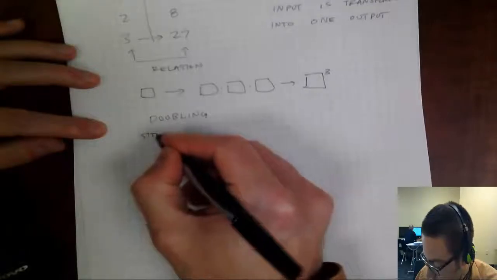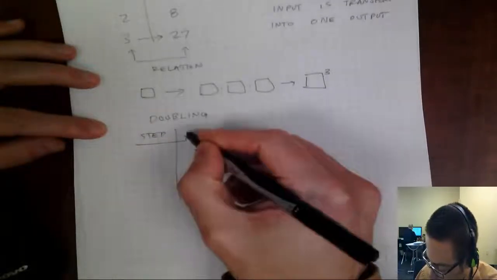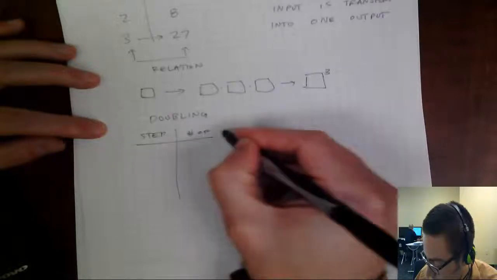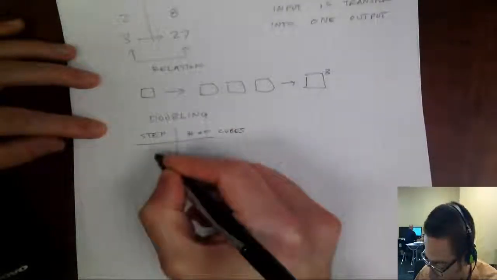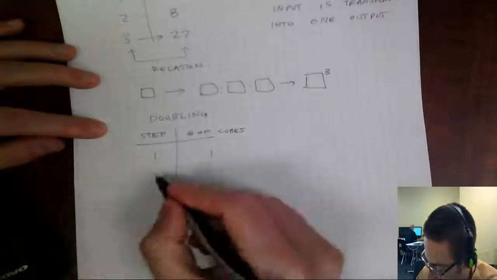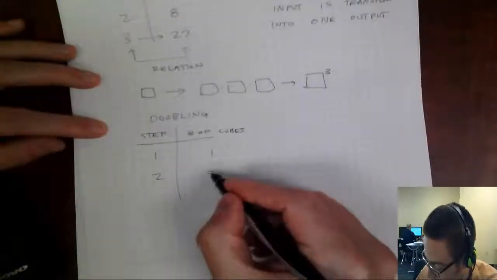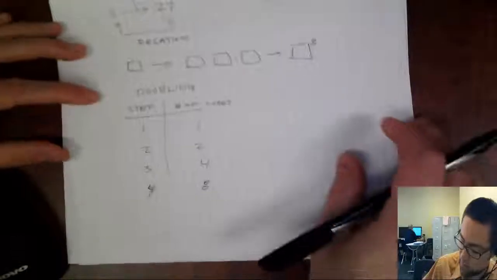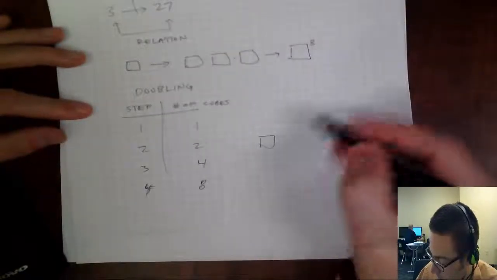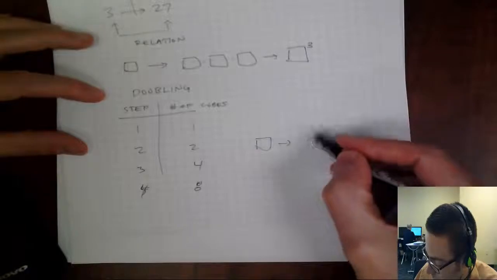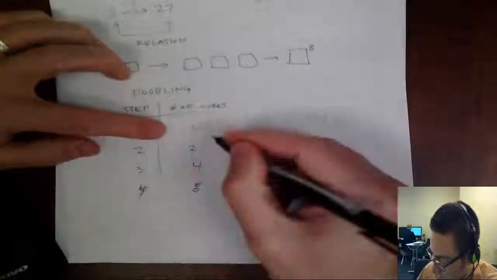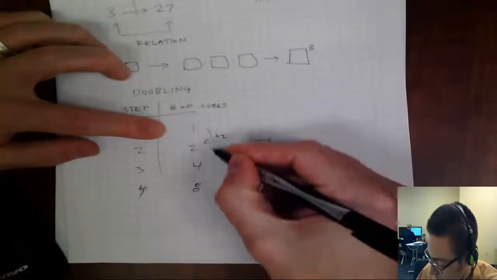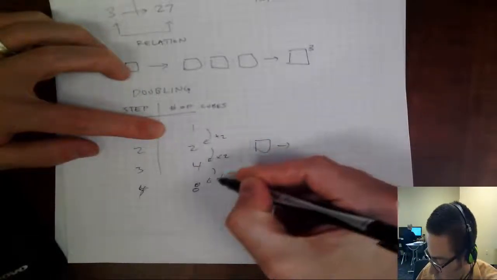So we had our steps, and we had the number of cubes. So in the first step we had 1, and there was 1 cube. Second step there was 2 cubes. Third step there was 4 cubes. Fourth step there were 8. Right? And this one actually, it's a little bit tricky, but you're taking a number and you're multiplying it by 2 each time, right? Times 2 times 2 times 2.